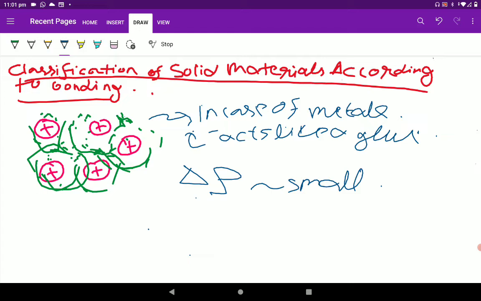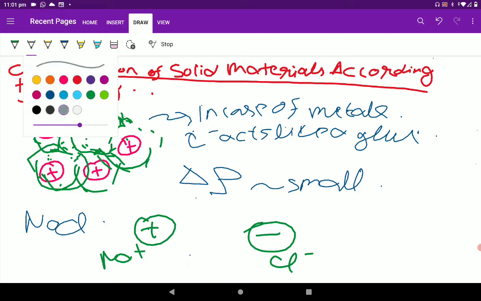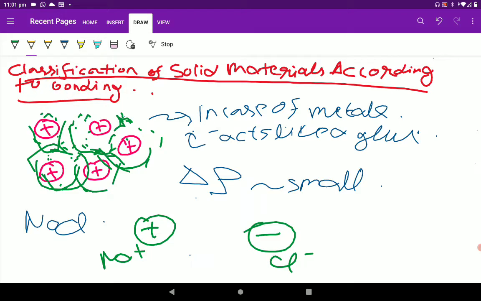Now in the case of ionic crystals, for example NaCl, there is a Coulomb interaction. There is one positive charge and one negative charge. This is sodium plus and this is chlorine minus, and there is some type of Coulombic interaction between these two atoms.